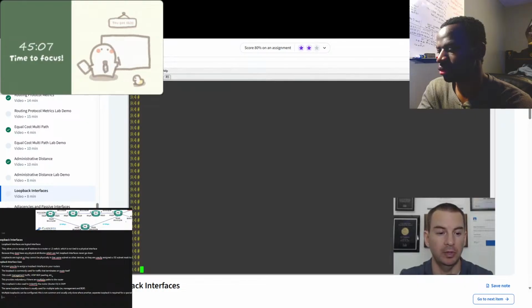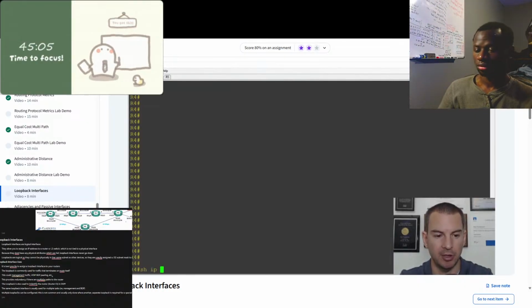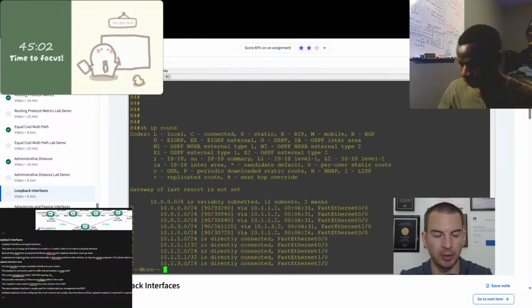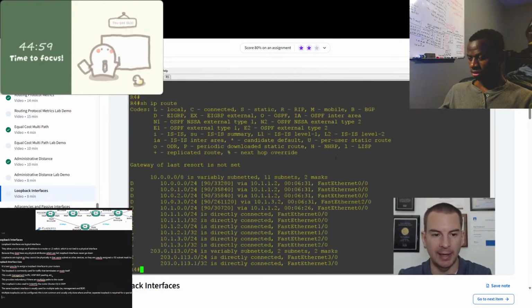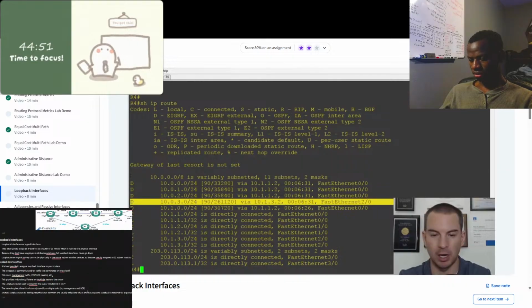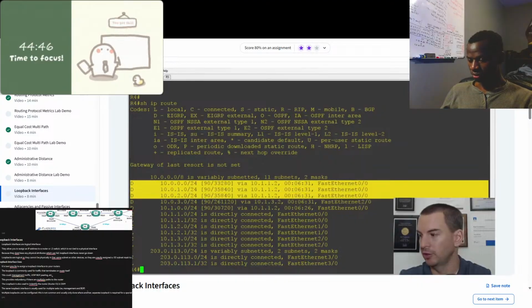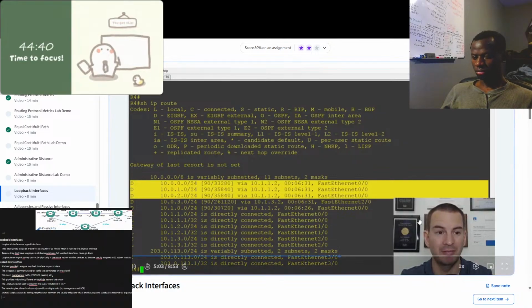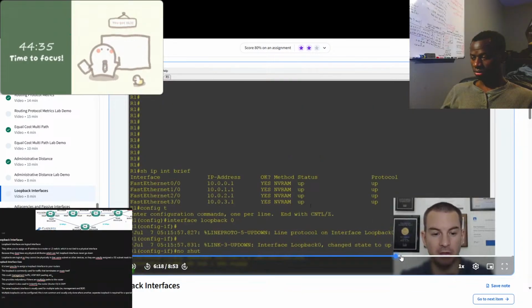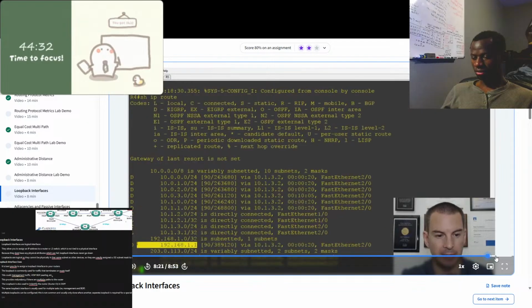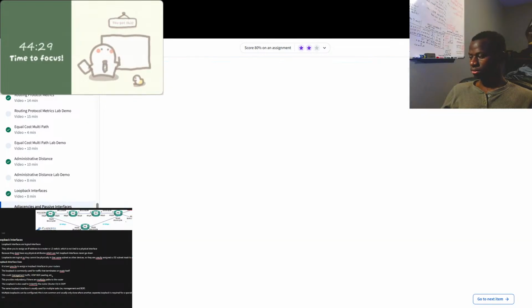Okay, so I'm on the lab, I'm on R4 here, and I'll just check that I've got EIGRP running everywhere. So I'll do a show ip route, and I can see I've got an EIGRP route going out FastEthernet 2/0, which is via R5, and I've got other EIGRP routes going out Fast 0/0, which is R3. So I want to have two different paths available with one IP address that I can use.